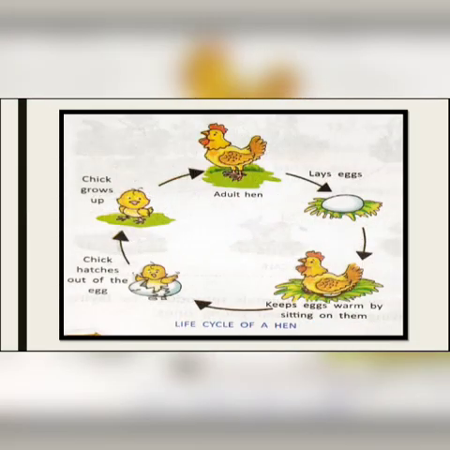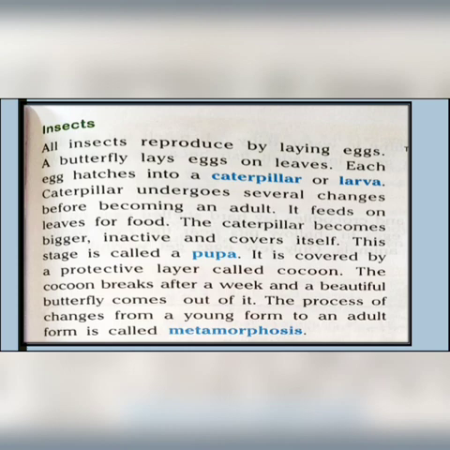The life cycle of a hen consists of what? Adult hen, egg. The adult hen keeps the eggs warm by sitting on them. Then the chick hatches out of the egg, and the chick grows up and becomes an adult hen or cock. So it is the life cycle of a chicken. Now let us know about insects.